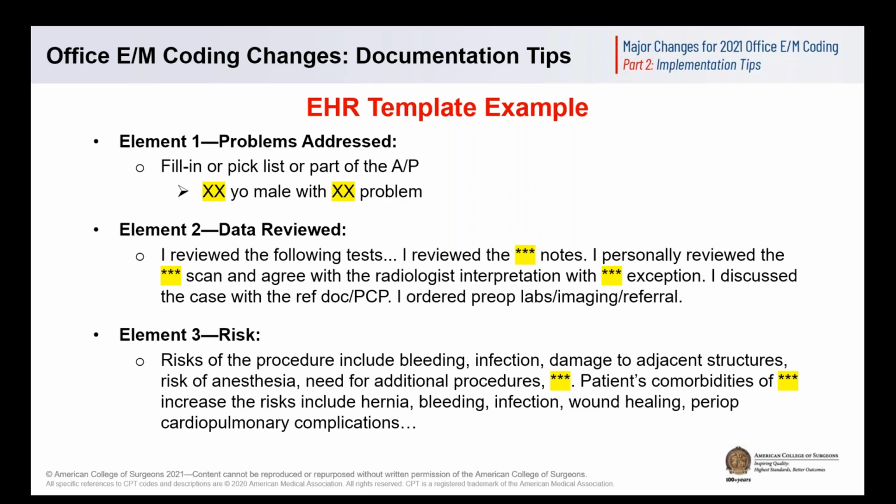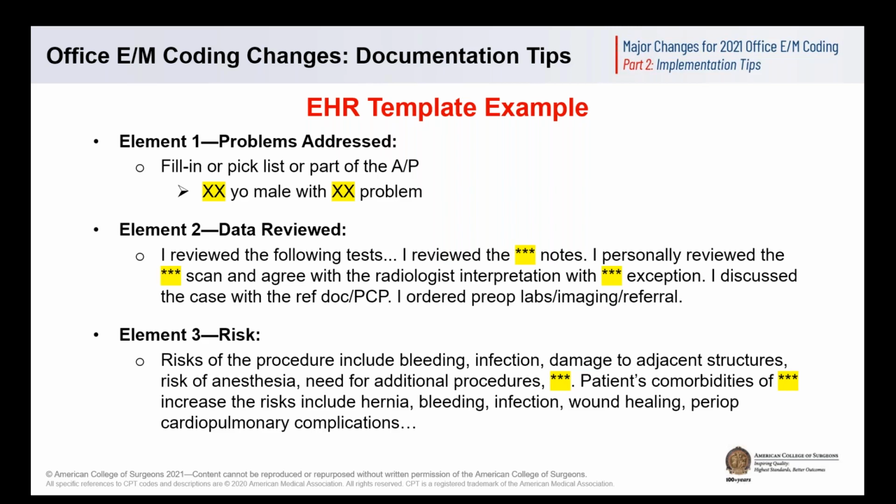And then under element 3, it's nice to come up with a phrase or a dot phrase about what the risks of the certain procedure include. And then again, if the patient has comorbidities that influence their risk, you can add that in there. So for example, you may say the patient's comorbidity of CHF, coronary artery disease, and anemia increase the risks of perioperative cardiopulmonary complications. And you can have that built into your template or to however you document the notes currently to help facilitate creating this documentation to justify the level of coding.